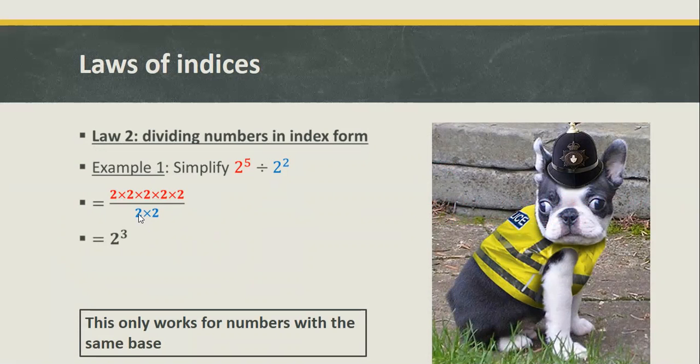Do I need to explain this better? Okay, so this 2 we cancel this 2, and this 2 we cancel this 2. So this cancels this, and let's take this out, and then we have 1, 2, 3. So we have 2 raised to the power of 3 here. So remember again that this only works for numbers with the same base.